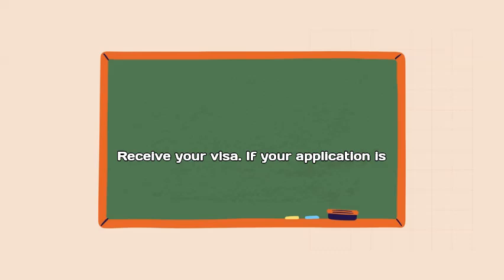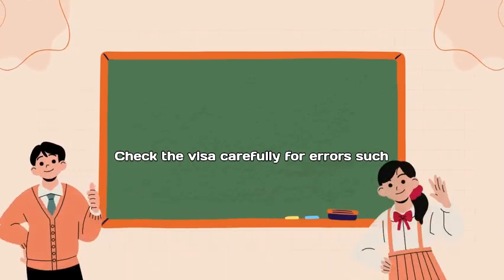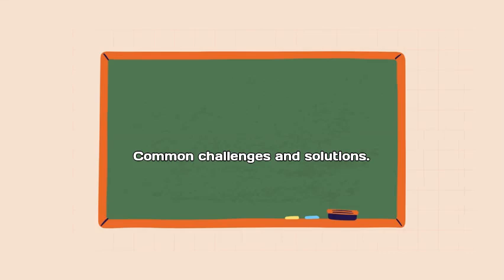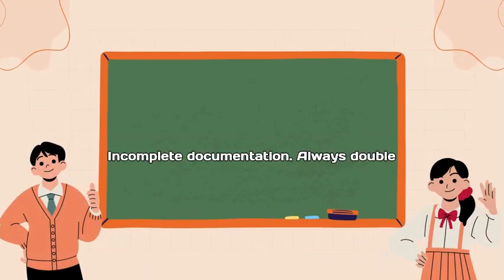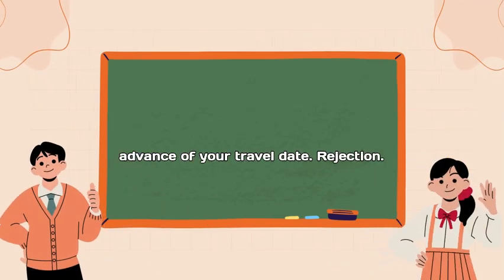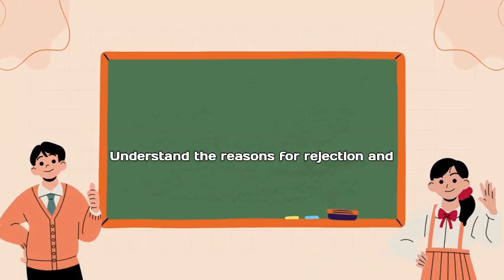9. Receive your visa. If your application is approved, you will receive your visa. Check the visa carefully for errors, such as incorrect dates or misspelled names. Common challenges and solutions. Incomplete documentation: always double-check the list of required documents. Long processing times: apply well in advance of your travel date. Rejection: understand the reasons for rejection and address them in your next application.